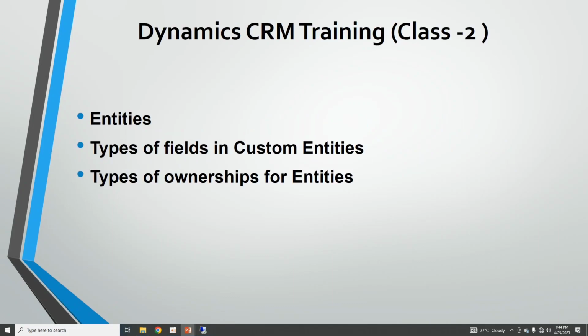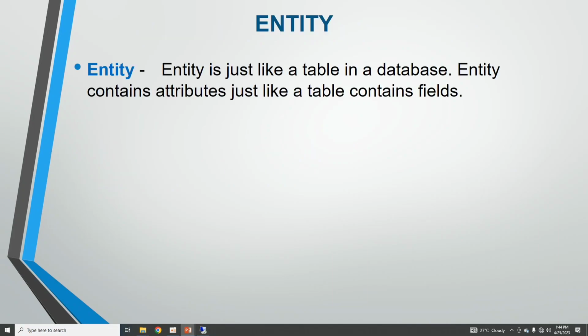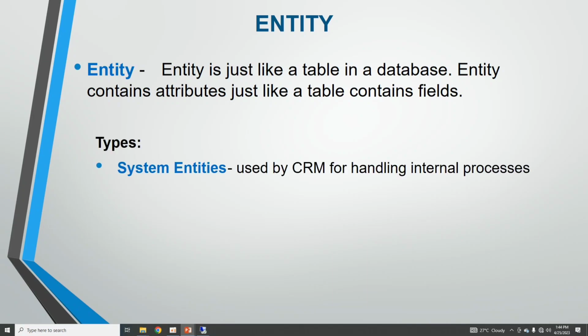Okay, now the next thing is entities, types of fields in custom entities, and types of ownerships. An entity is just like a table in a database. You know, your CRM revolves around the entities. An entity contains attributes that are fields, just like a table contains columns or fields.